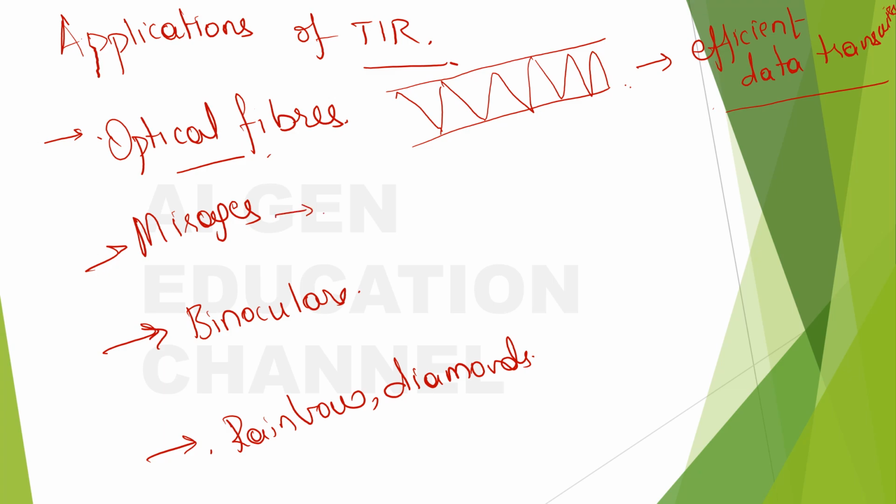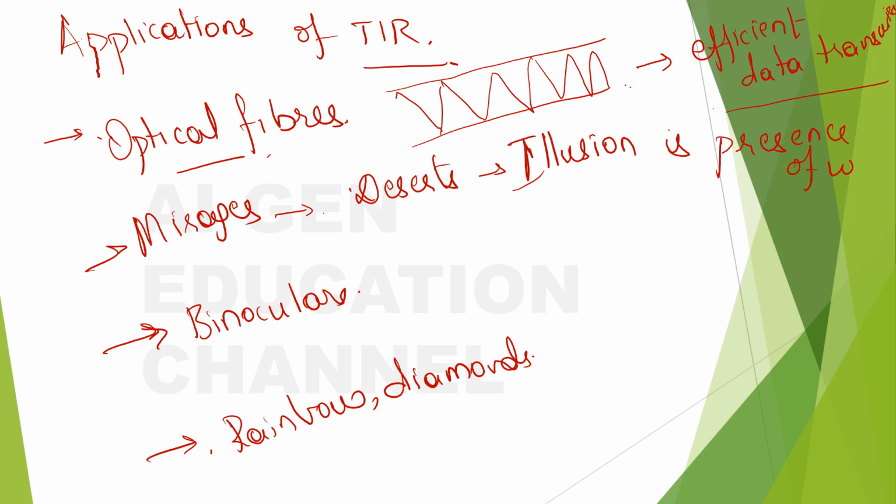And mirages, it can be observed where? Do you remember? Yes, deserts. It's like an illusion, right? The illusion that there is some water. In a desert, you will find that at some distant place you will see some water or something. But when you really go there, you won't find anything. So it is an illusion of the presence of water. This is also because of total internal reflection.